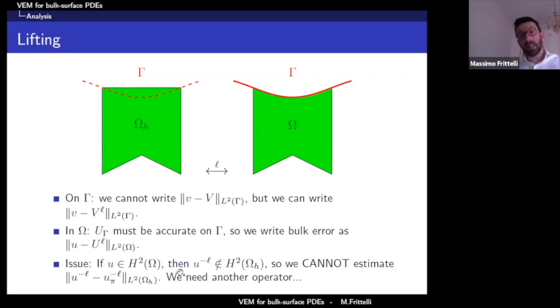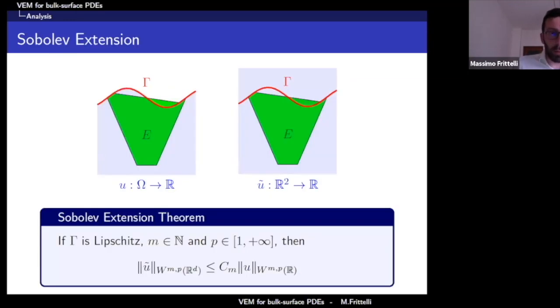Another challenge is that such lifting operator does not preserve the regularity class of a function. So if U, the exact solution in the bulk, is H2, so to speak, its lifted counterpart on the discrete domain is no longer H2. So besides lifting, which we need to state the convergence result, we need another operator to compare the exact and numerical solution that does preserve the regularity class. And that's why we use the Sobolev extension.